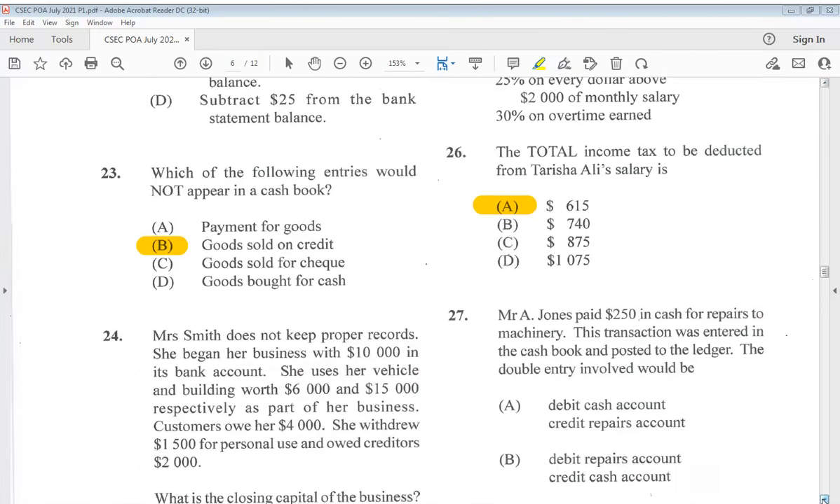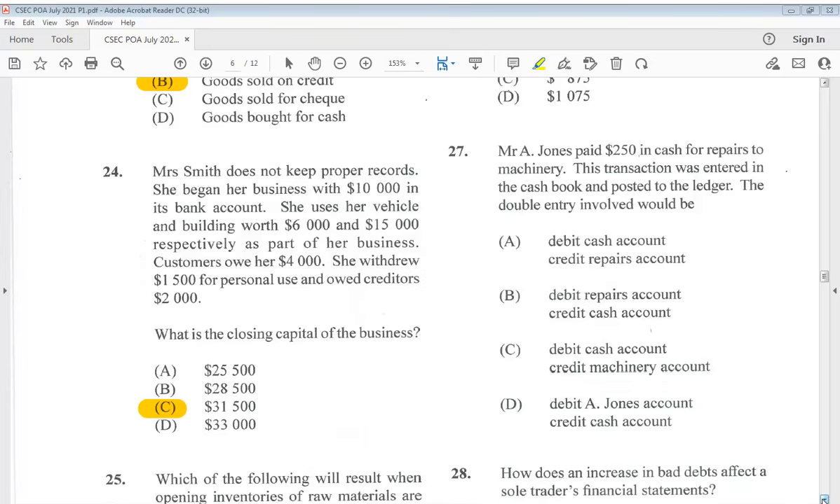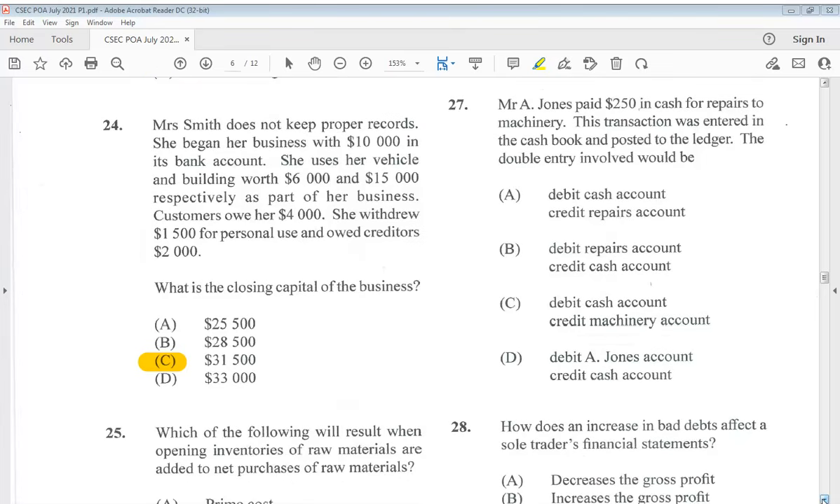Let's move on to number 27. Mr. A. Jones paid $250 in cash for repairs to machinery. This transaction was entered in the cash book and posted to the ledger. The double entry involved would be, so we're going to do a little exercise. I want you to tell me the answer for this in the comment section below, and I'll respond to your answer.